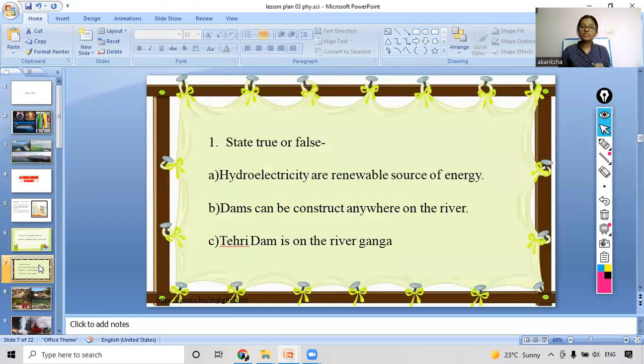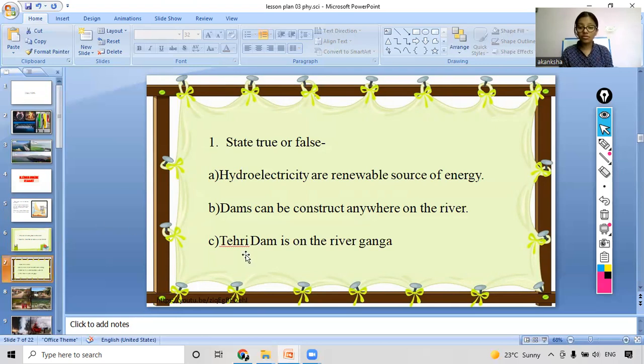Now coming to the last part of today's first topic, that is true and false. The first statement is, hydroelectricity is a renewable source of energy. Is it true or false? You can write your answers in the chat box. We will wait for 5 seconds, then move on to the second question. Okay, I can see the right responses. Very good. Yes, the answer is true. It is a renewable source of energy.